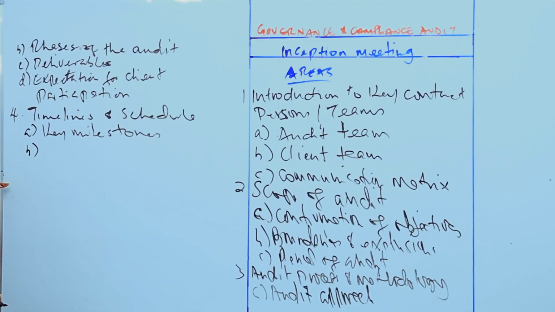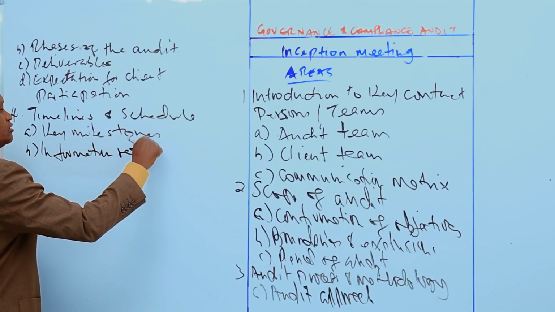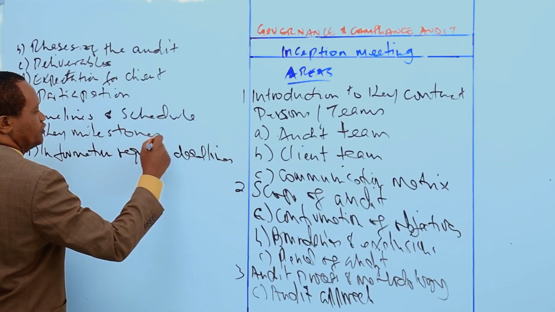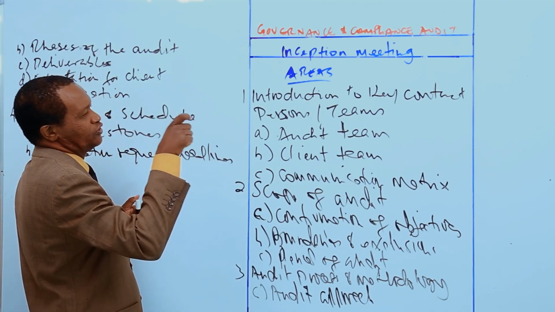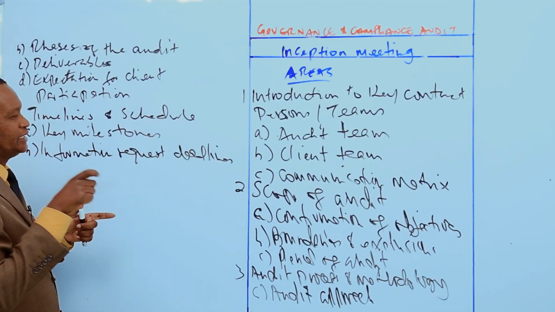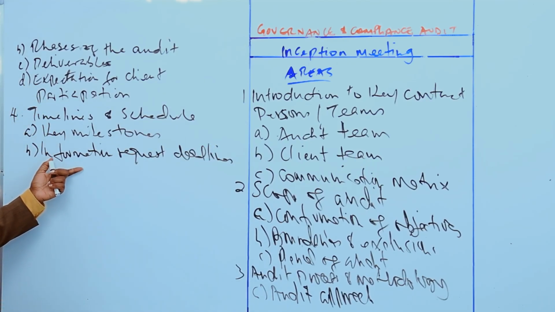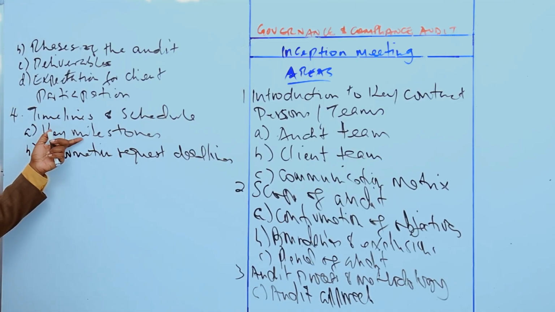2 is information request deadlines. Communicate expected deadlines for providing the requested documentation and data. The audit team should inform the client team when information that is requested is to be submitted, the deadline for that information. Emphasize the impact of delays on the overall schedule. The auditor should emphasize the impact of delay. There ought to be no delays, because if there are delays, then some of these key milestones may not be achieved.